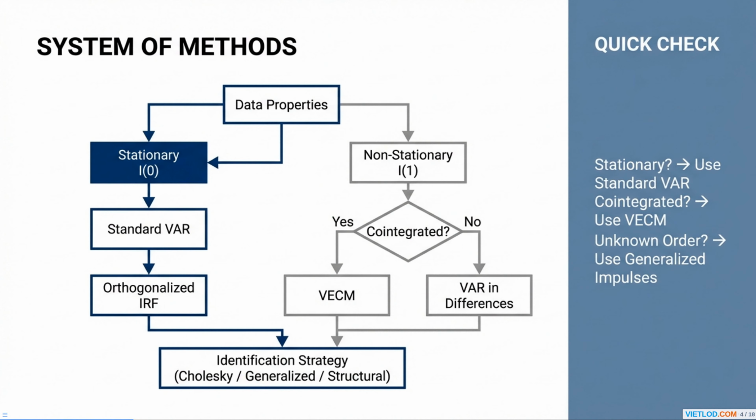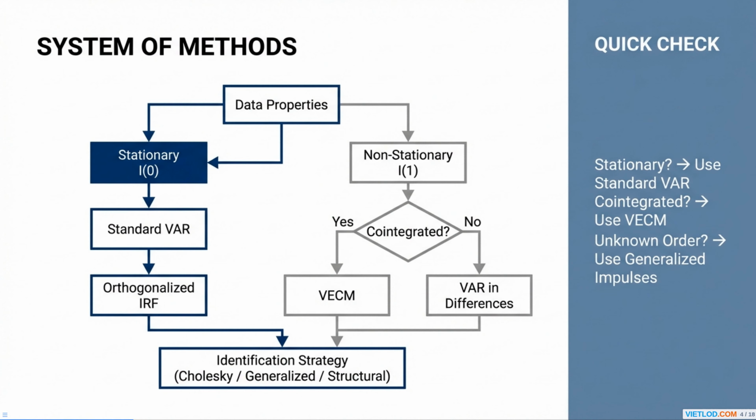However, if your data is non-stationary, I(1), meaning it becomes stationary after first differencing, you need to conduct a cointegration test. If the variables are cointegrated, indicating a long-run equilibrium relationship, you should use a VECM, vector error correction model. If they are not cointegrated, you would typically estimate a VAR in differences. Regardless of the path taken, the final crucial step is to apply an identification strategy, which could be Cholesky, generalized, or structural, to ensure the shocks are economically meaningful.